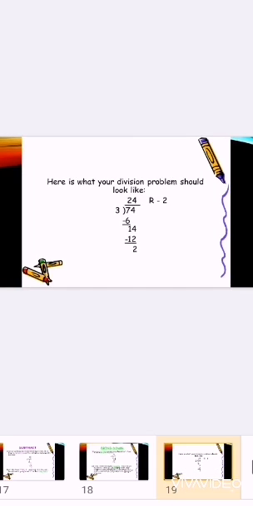Here is what the solution for the division problem should look like. 24 is the quotient and R is the remainder. Okay kids, this is an example of how long division works. Please try similar steps on other division problems.